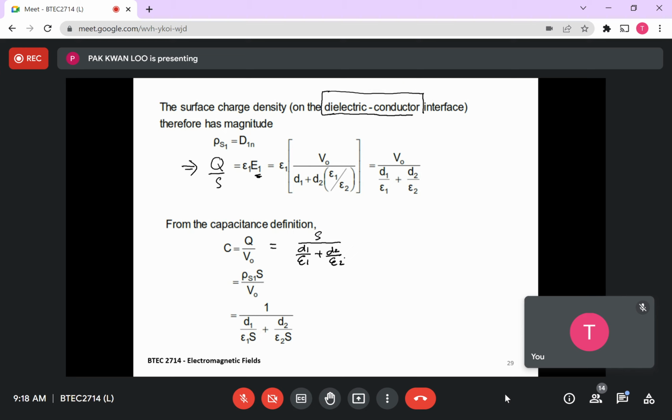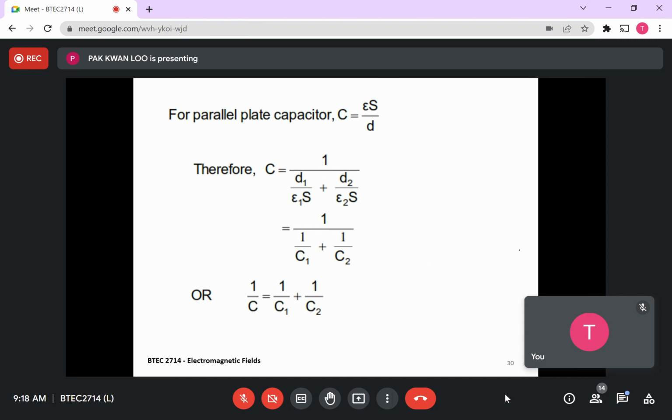Okay. So which is also equal to 1 over, D1 divided by epsilon 1 S plus D2 divided by epsilon 2 S. So this can be easily seen as 1 over C, so 1 over C1 plus 1 over C2. Okay. So that's the capacitance.